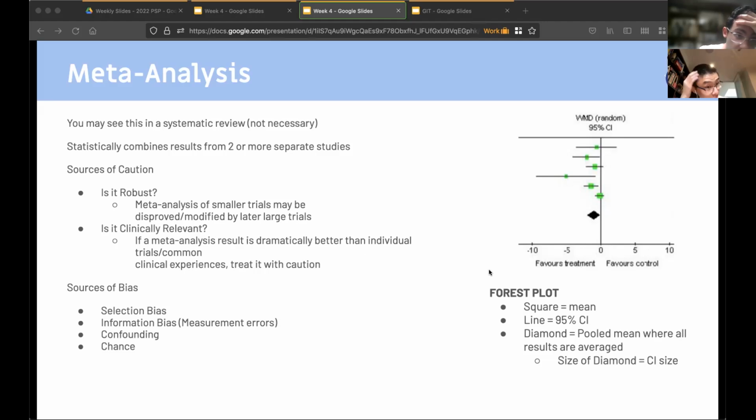So some things to be cautious about is, again, garbage in, garbage out. Sometimes if the topic is quite small and there's not many trials, it can later cause your meta-analysis to be outdated when the larger trials are done, changing the results. And also, is it clinically relevant? Because again, if a meta-analysis is dramatically better than what the individual trials report, then be careful. It's probably dodgy. And again, you've got your same sources of bias: selection bias, where what studies you chose can affect the results, and information bias, where measurement errors affect the meta-analysis. Also, confounding and chance can cause problems as well.